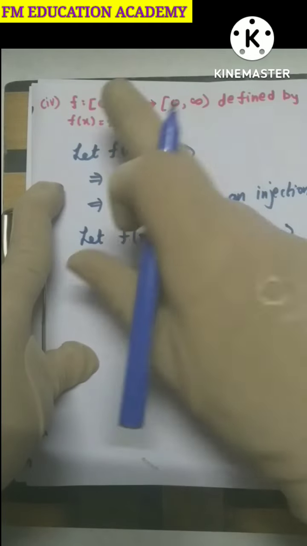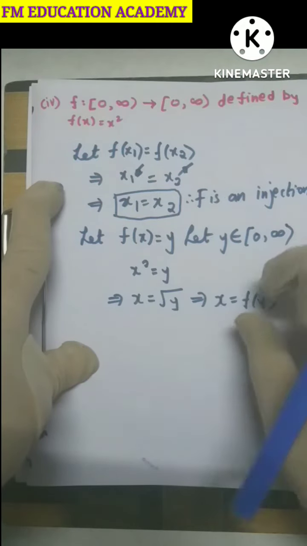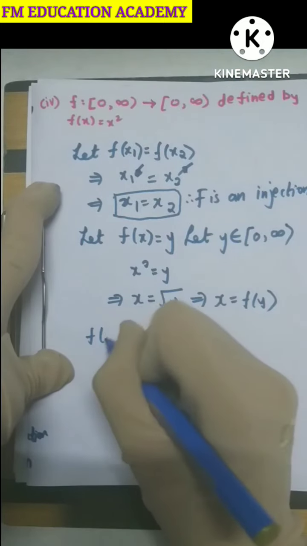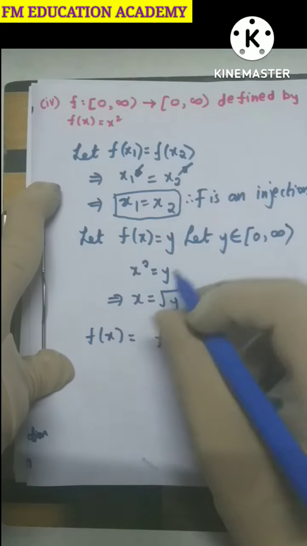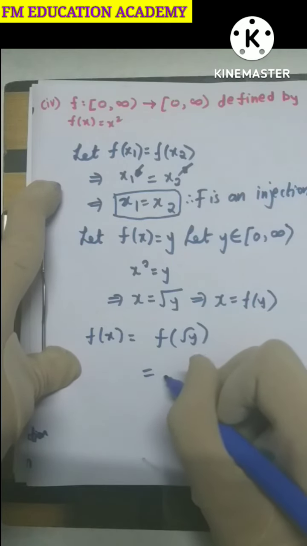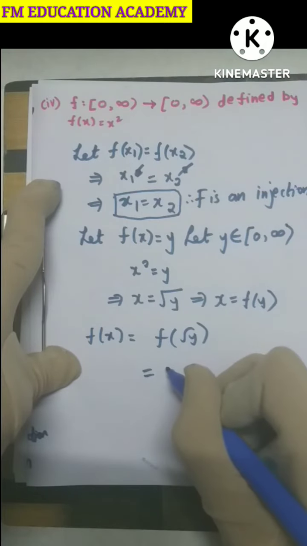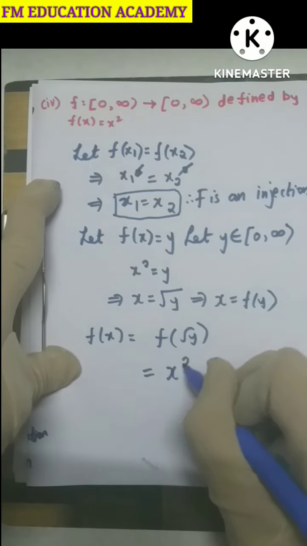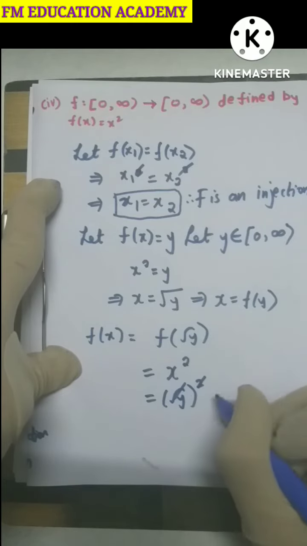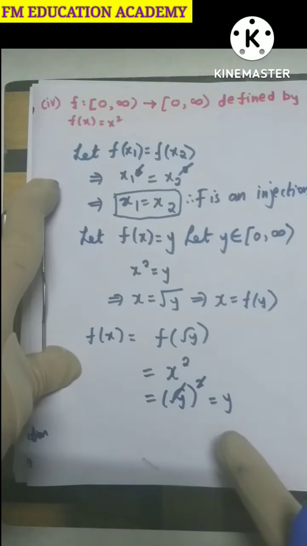Now what to do? In place of x square, that is, this x value, we have to substitute in this function. So we have to find out what is f of x. That is nothing but a function of root y. So function of root y means, in place of x in x square, substitute root y. So root y whole square. Square and root will get cancelled. We got y. That is, LHS was f of x and RHS is y. So we got f of x is equal to y.